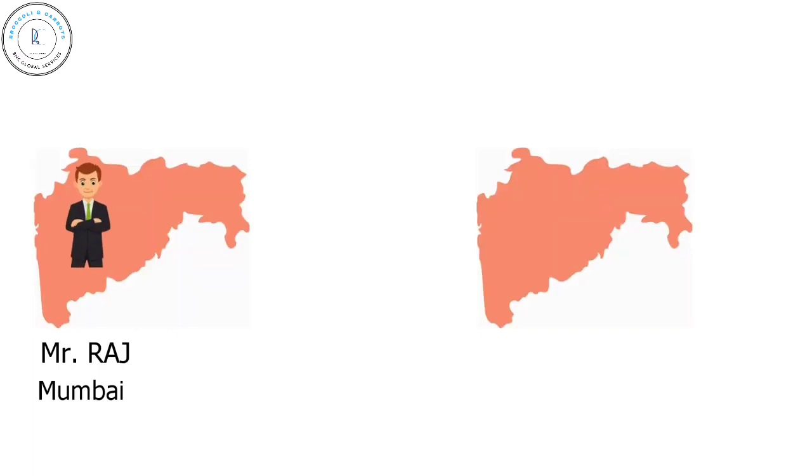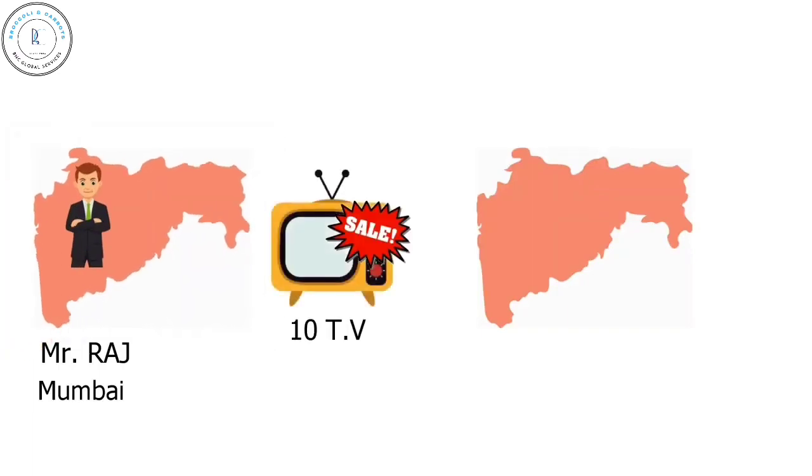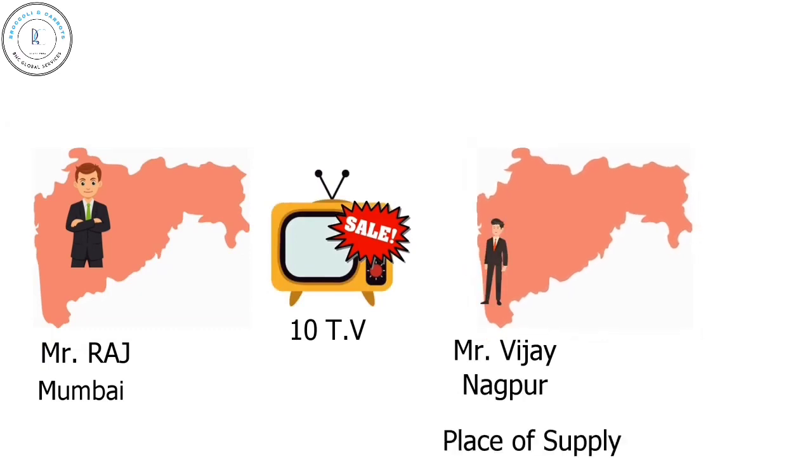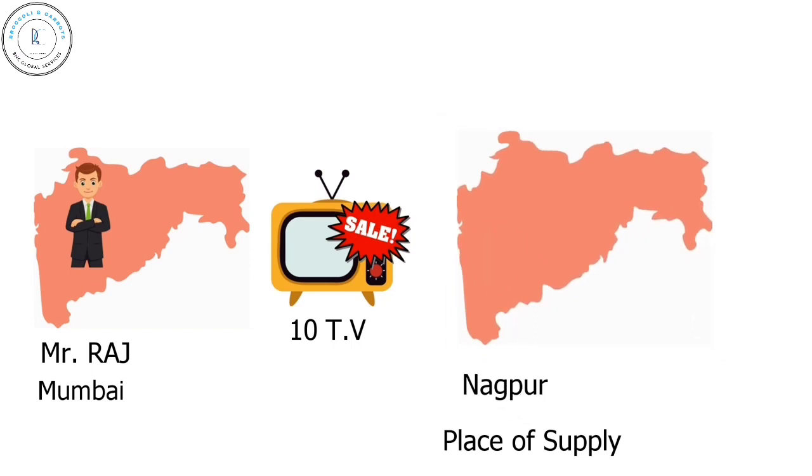Example for intrastate sales. Mr. Raj of Mumbai, Maharashtra sells 10 TV sets to Mr. Vijay of Nagpur, Maharashtra. The place of supply is Nagpur, in Maharashtra. Since it is the same state, CGST and SGST will be charged.